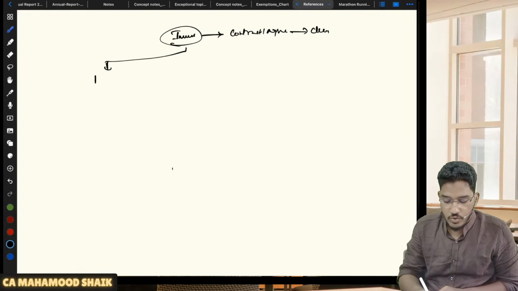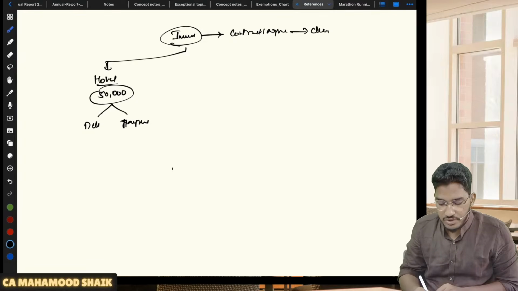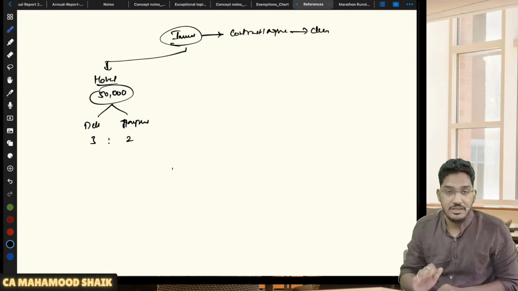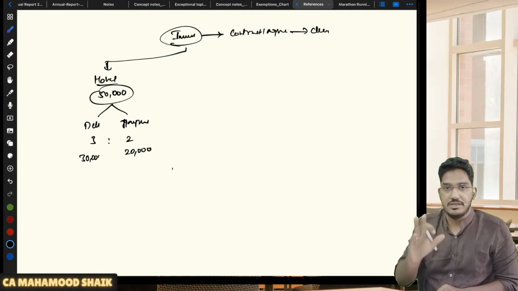In case you are getting a hotel accommodation, let us say you are paying 50,000 rupees. For that 50,000 rupees, you are staying in a hotel, 3 nights in Delhi and 2 nights in Jaipur. In that case, you have to divide this 50,000 rupees of value in the ratio of the number of nights stayed in each state. So for 30,000 the place of supply will become Delhi, and for 20,000 the place of supply will become Rajasthan.